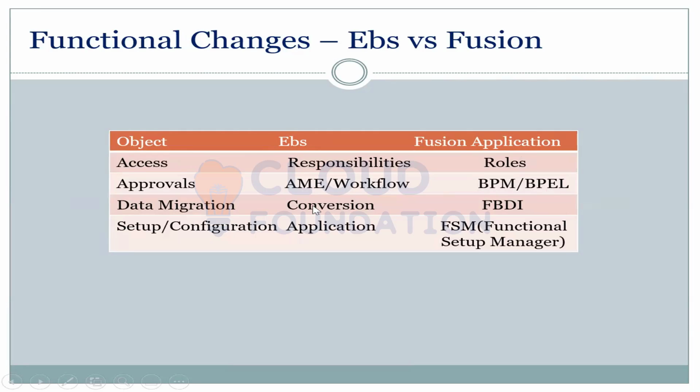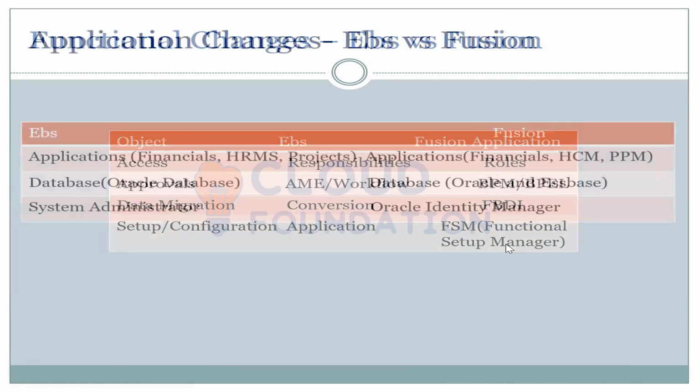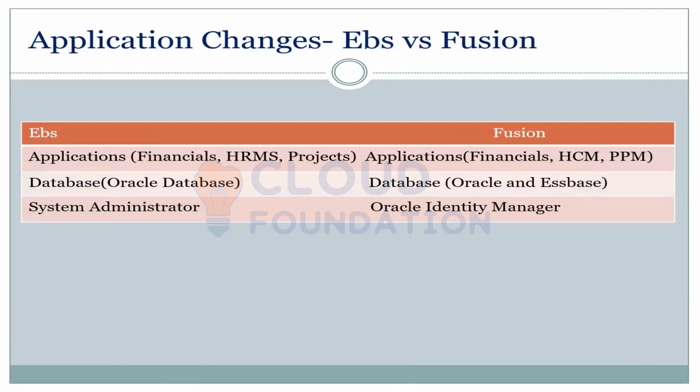Data migration means migrating data from a legacy system to Oracle application-based tables. So in Fusion applications, we have file-based data loaders. In objects, we have setup and configuration. In EBS, we have application setup. In Fusion application, we have Functional Setup Manager.